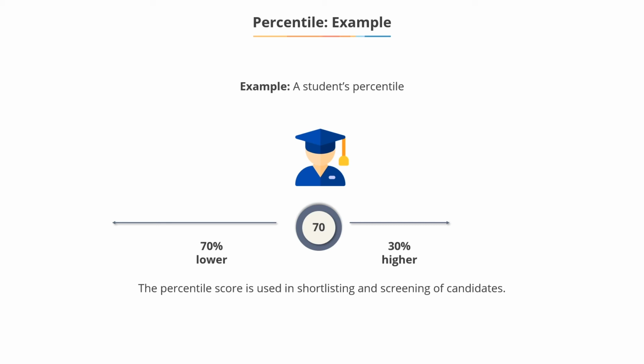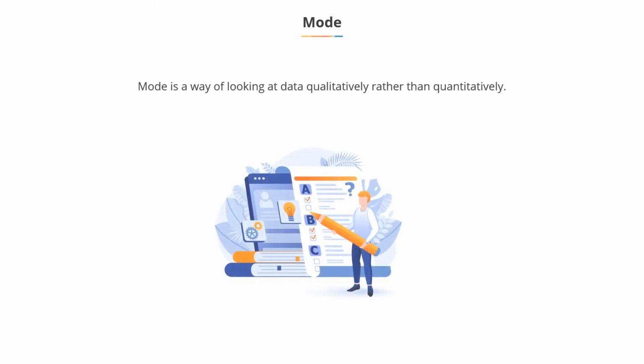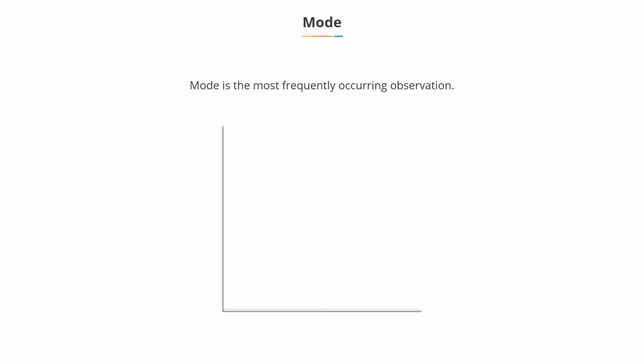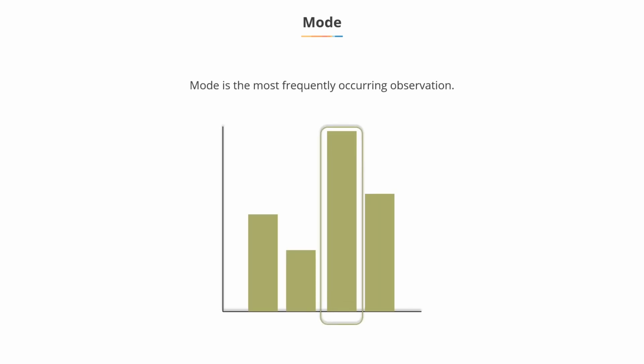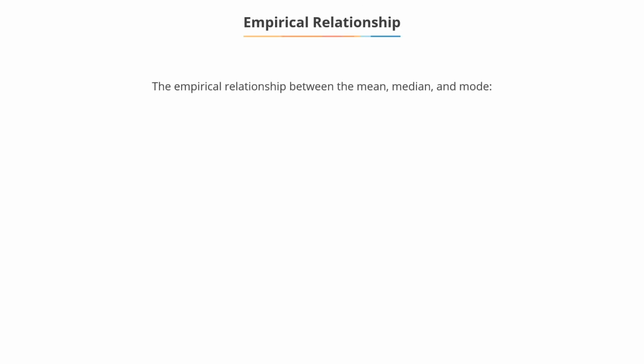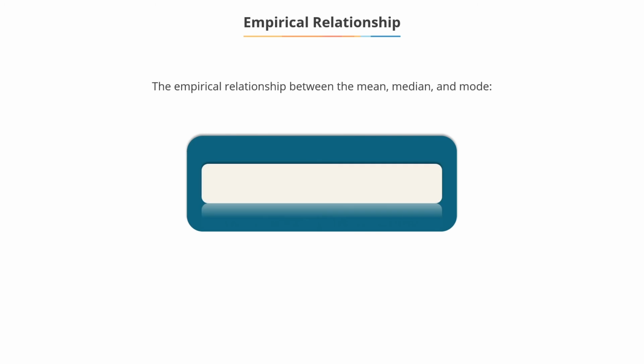So what is next? Mode. What do we mostly use when we want to look at qualitative rather than quantitative data? It is the mode. The mode of a data set is the most frequently occurring observation. The modal brand, for example, is the most preferred brand among several brands. The empirical relationship between the mean, median, and mode is as shown on your screen, which is mean minus mode is equal to 3 times of mean minus median.